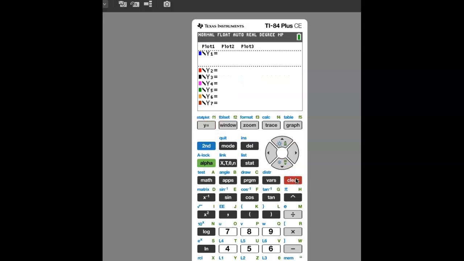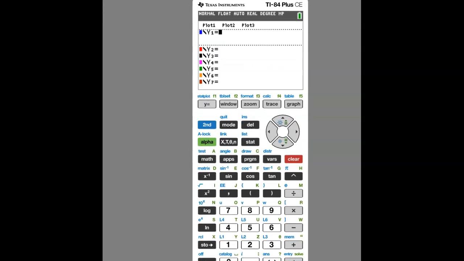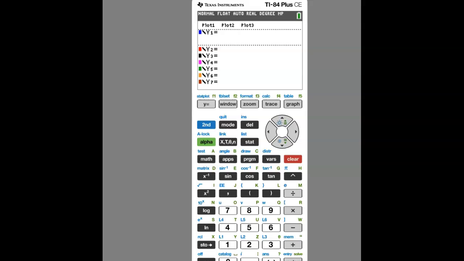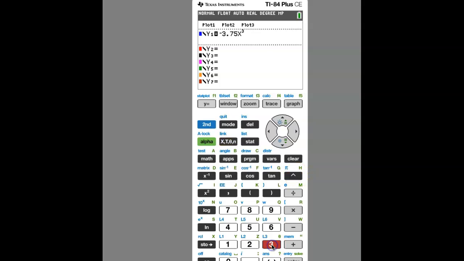All right, our equation was negative, and on a graphing calculator, be careful because your negative sign, we're very picky about that here. Our negative is down here next to our enter key. So we want negative 3.75 x to the third, so x power 3. Remember, you have to arrow back down. Then plus 9x squared.